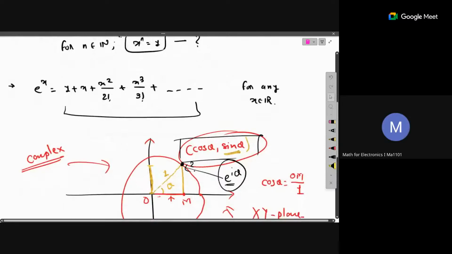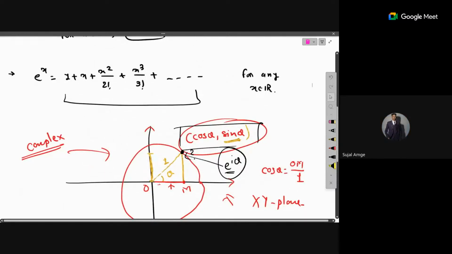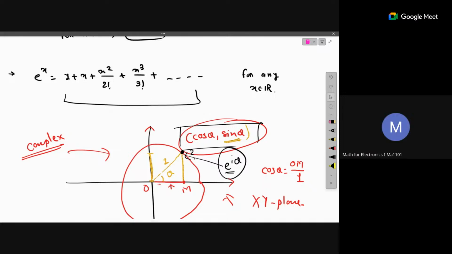Because in previous classes, we don't teach trigonometric functions, and suddenly after complex numbers, they come up. See, for defining trigonometric functions, there are many different ways. We can define a trigonometric function as nothing but the coordinate of a point lying on a unit circle. This is one way.